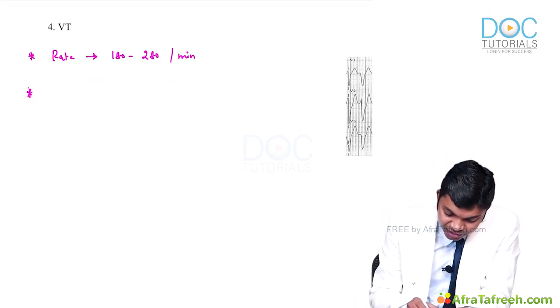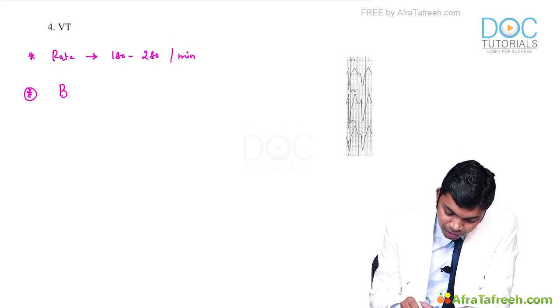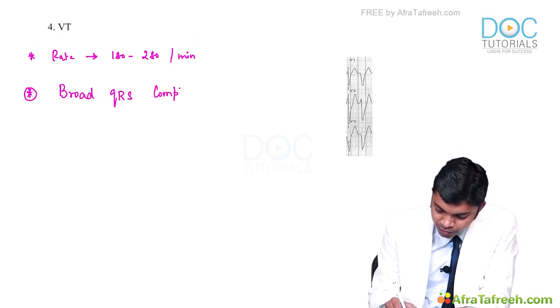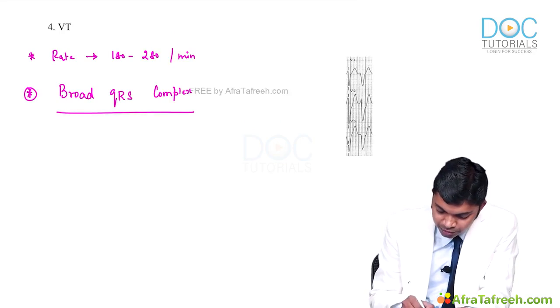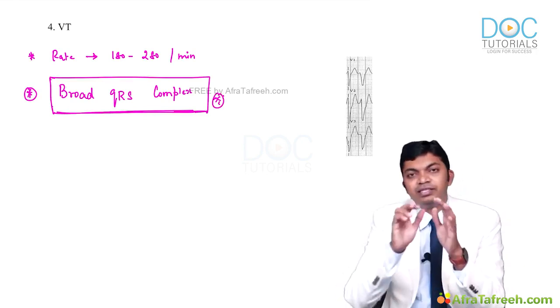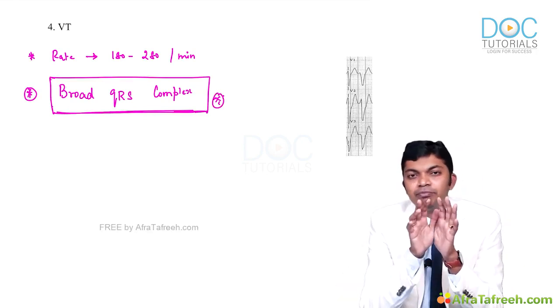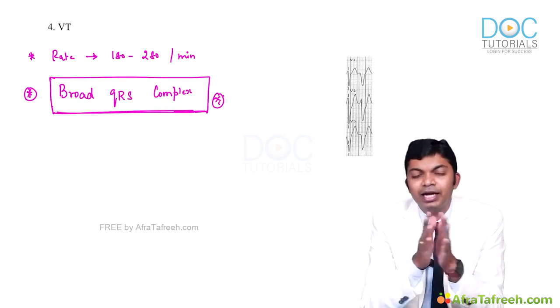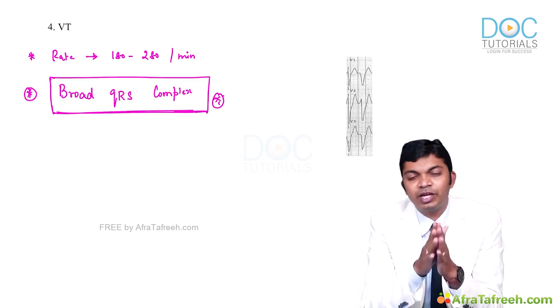The only differentiating point is there is going to be a broad QRS complex. So, remember doctors, very easy. If there is a tachycardia and if it is a broad QRS complex tachycardia, your diagnosis is very simple, it is ventricular in origin. This is ventricular tachycardia.